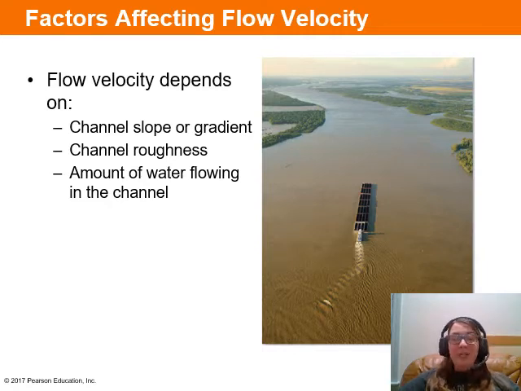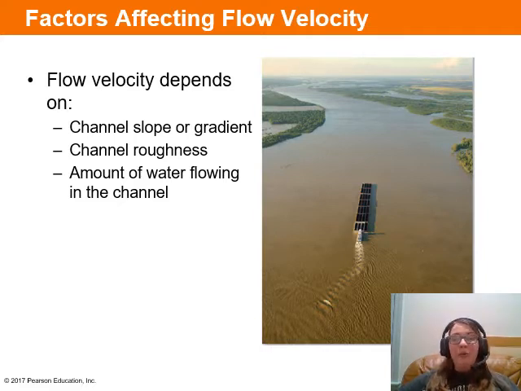But we also need to look at how rough the channel is. So if we have a river where the bottom is just covered in really fine sediments, just really smooth, small pieces of dirt, that's going to be a very smooth channel. And here the water is just going to be able to slide right on top of it. So we're going to see that smooth channels move quickly.